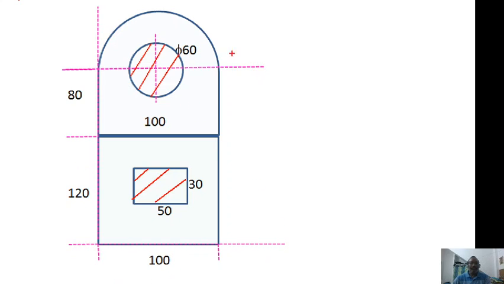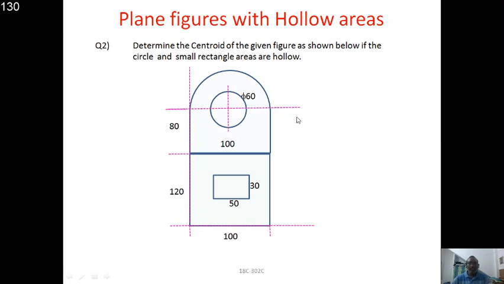This is the big rectangle. And another rectangle which is laid on top, 80 by 100, is also one of the rectangles which has been divided. And another area is a semicircular area. So there are three basic shapes available: one is the semicircle, second is the 80 by 100 rectangle, and the 120 by 100 rectangle. Now what are the hollow areas which are to be deducted? That is the circle, dia 60, and the small rectangle, 50 by 30. So these two are to be deducted from the existing basic shapes.